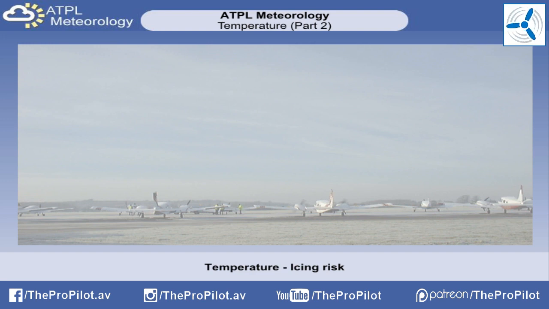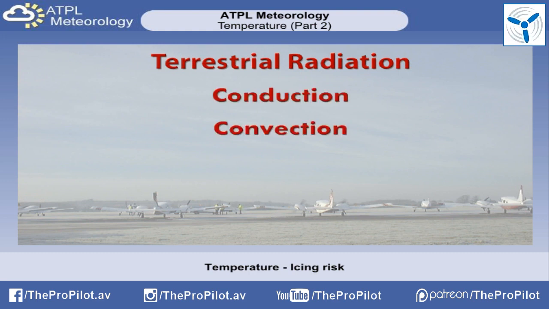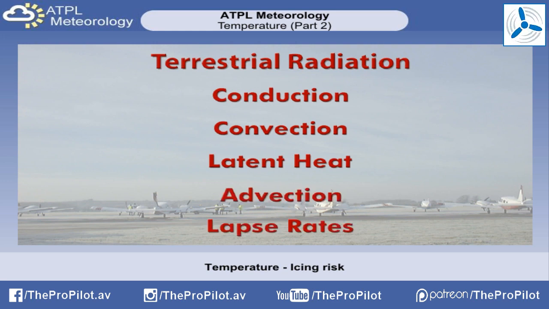Through this lesson, we have looked at how the atmosphere is heated by terrestrial radiation, including conduction, convection, latent heat, and advection. Also, the idea of lapse rates, and how temperature usually falls with height through the troposphere.